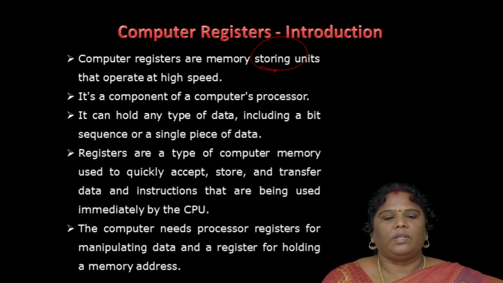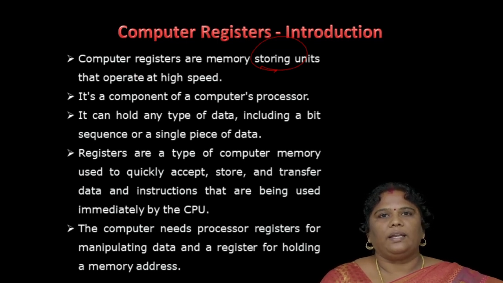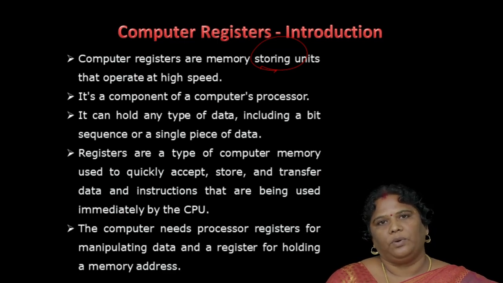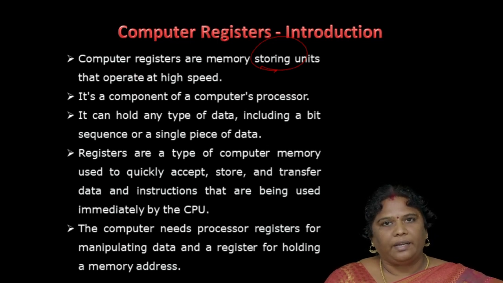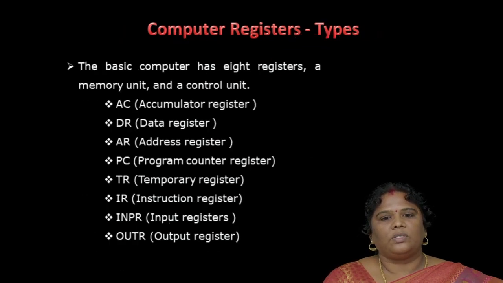The registers of the computer memory are used to accept, store and transfer not only data but also instructions. They hold both data and instructions which are to be used by our CPU. So the computer needs a processor register for manipulating the data, and also some registers for holding the memory addresses.